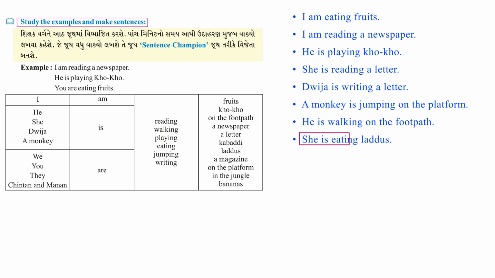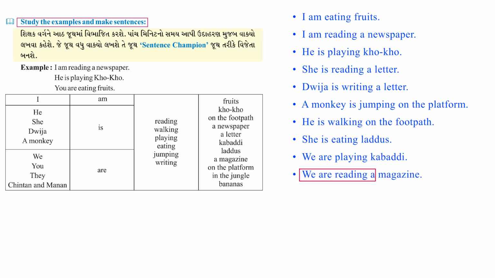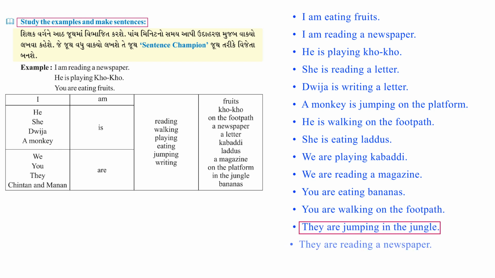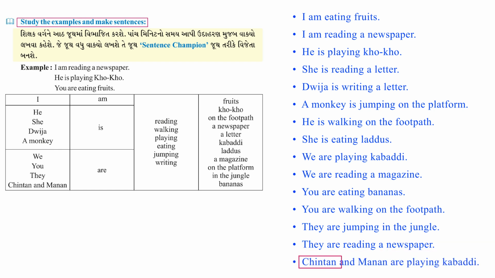She is eating laddus. We are playing kabaddi. We are reading a magazine. You are eating bananas. You are walking on the footpath. They are jumping in the jungle. They are reading a newspaper. Chintan and Manan are playing kabaddi.